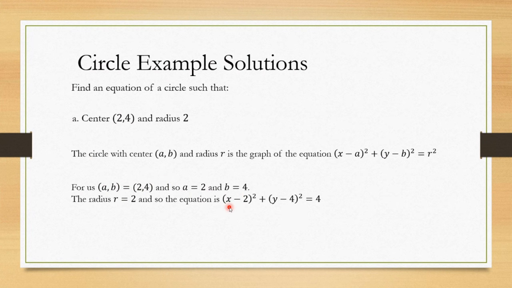we're going to have x minus 2 squared plus y minus 4 squared. The radius is 2. It all has to equal r squared, so this has to equal 4 because 4 is 2 squared. So again, I'm basically replacing a with 2, b with 4, and r with 2.